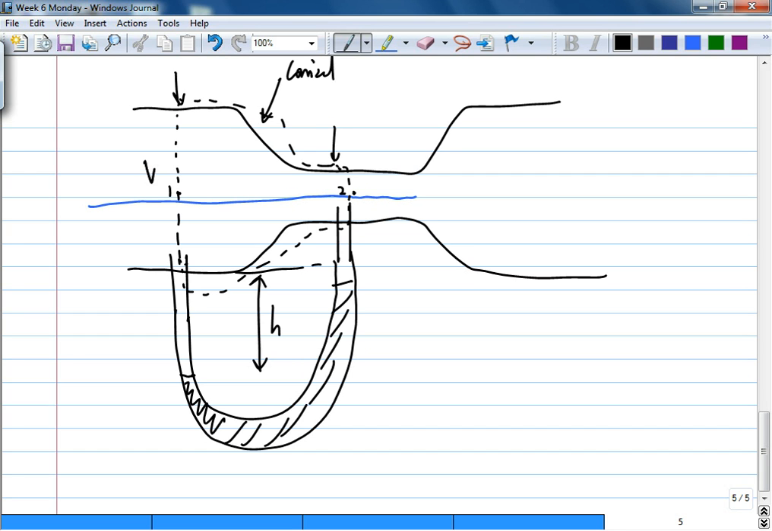So we don't know V1, we don't know V2. We know H1 is normally about H2; it's normally a horizontal tube. P1, we do know P1 minus P2 is equal to rho GH.